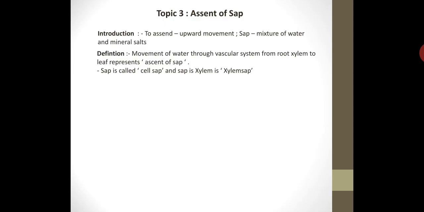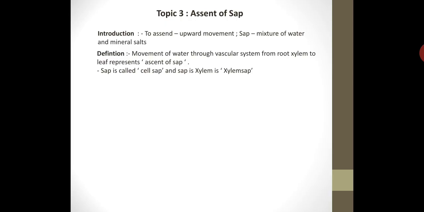When the plant absorbs the water from the soil, along with water, the plant also absorbs many mineral salts. So pure water is not there. Water plus salts are absorbed by the roots, so it is called sap. And such sap from the xylem of the root, how it moves towards the xylem of the leaf, where it is utilized for photosynthesis and other phenomena, that process we are going to study in this topic, ascent of sap.